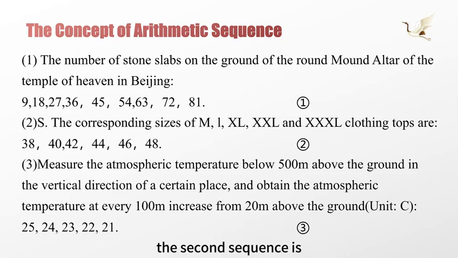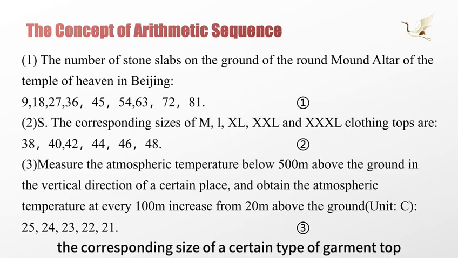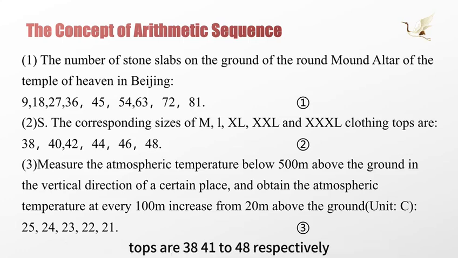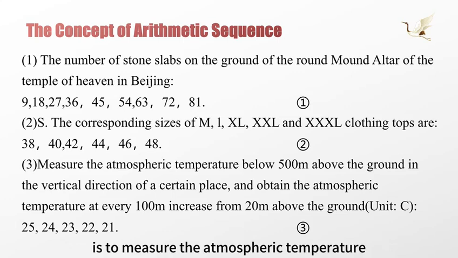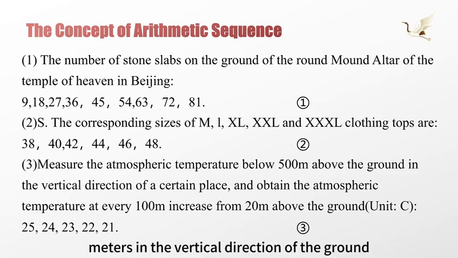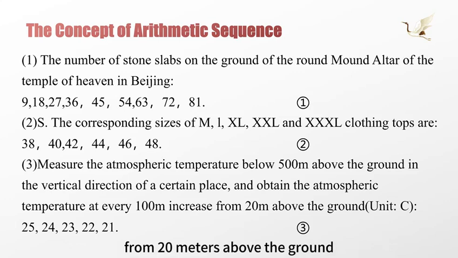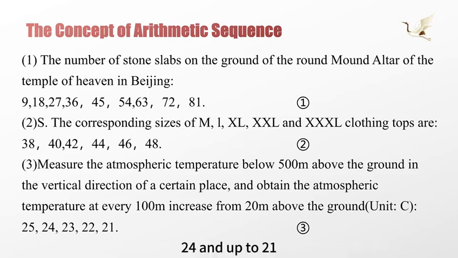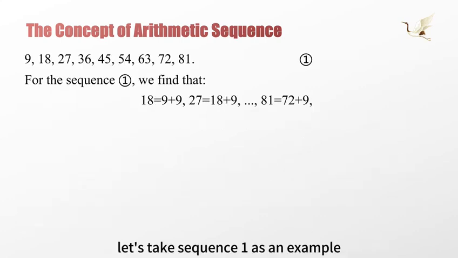The second sequence is the corresponding sizes of a certain type of garment top. The corresponding sizes of different types of clothing tops are 38, 40, 42 up to 48 respectively. The third sequence is the measured atmospheric temperature below 500 meters in the vertical direction of the ground. From 20 meters above the ground, the atmospheric temperature at every 100 meters of increase is 25, 24, and up to 21. Let's take sequence 1 as an example.